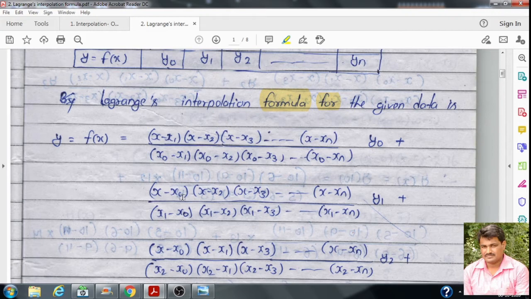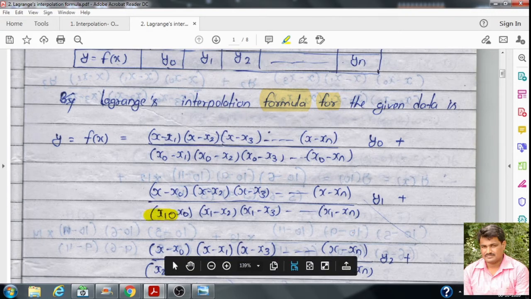into x minus x2 into x minus x3 and so on x minus xn. And total divided by the same term, only changing the value of x by x1 in every factor, right? x1 minus x0, x1 minus x2, x1 minus x3 and so on x1 minus xn, multiplied by the second value of y, y1.